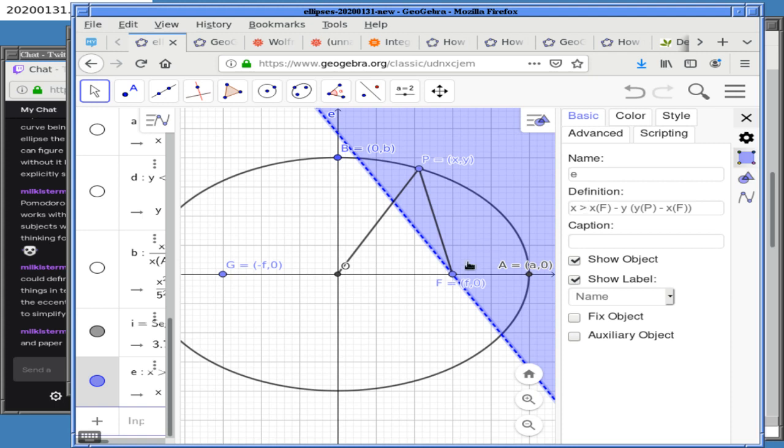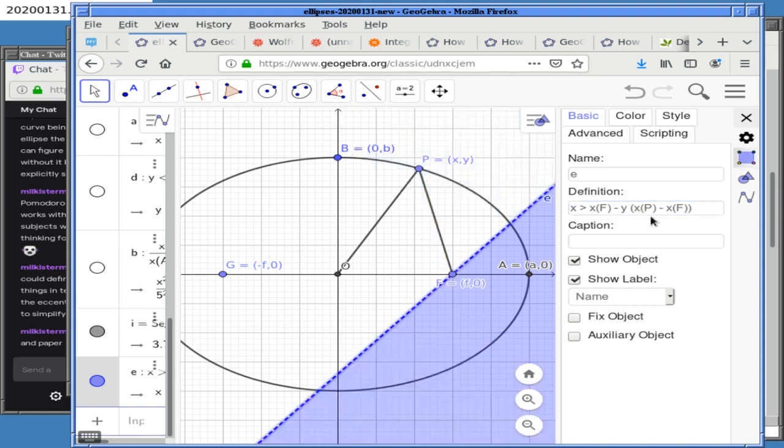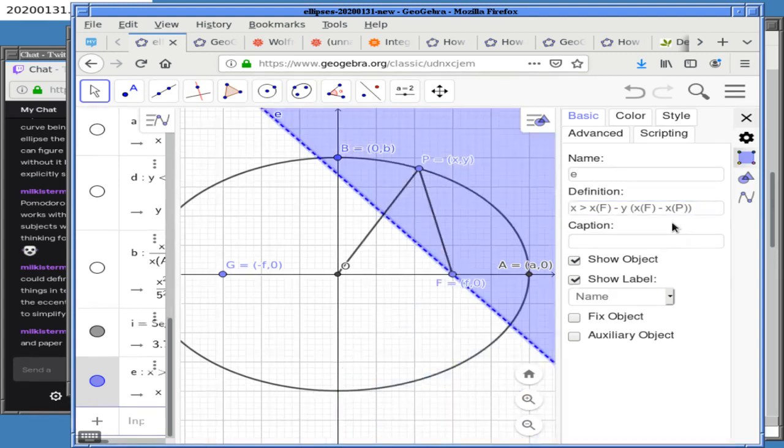Okay, so this part's fine here. It's greater. When y is equal to p of y, this is p of y. No, we don't need to be squaring this. So this just needs to be y. I'm pretty sure I mean x of p here, but that's still not going to give me what I want. Now it's really wrong, but that's okay. So I think this is actually x of f minus x of p, but we need to multiply it by something here. So this just needs to be divided by y of p. I think we got it.